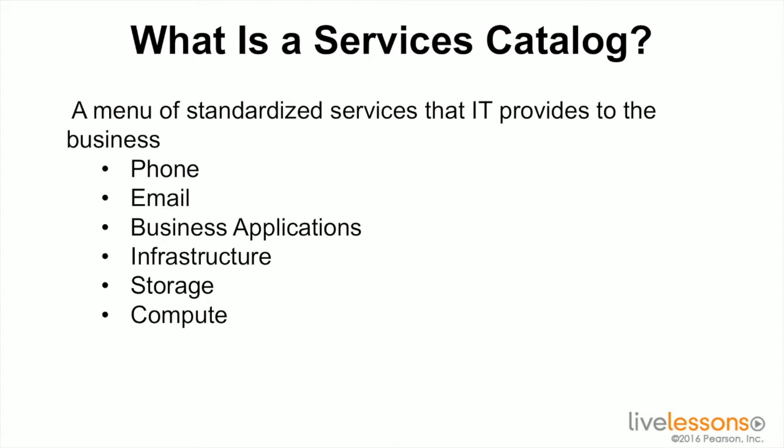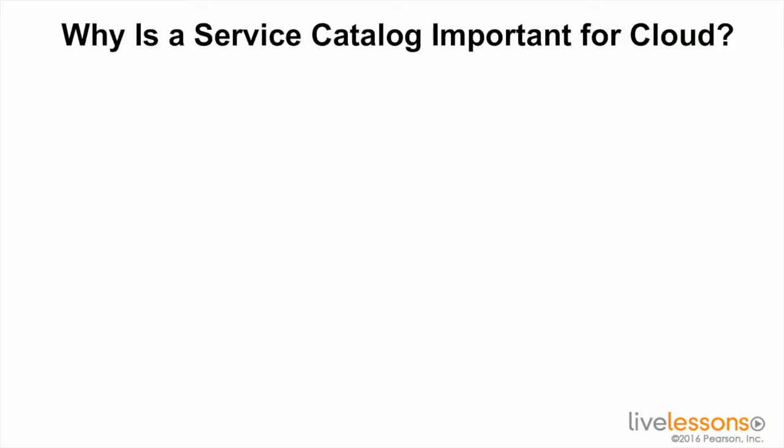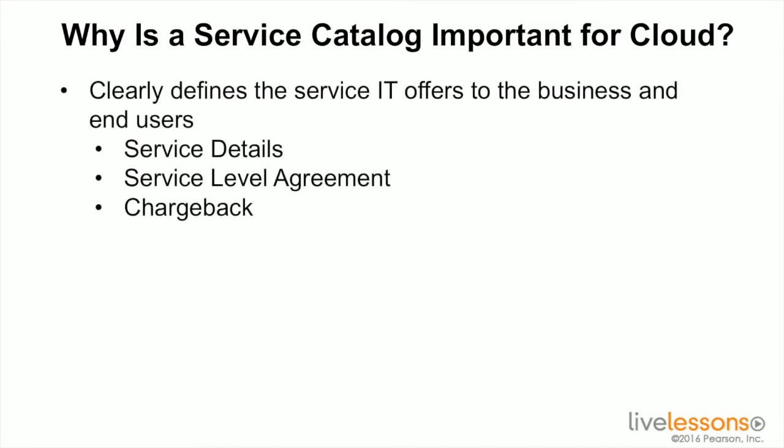So don't think of the service catalog as just something that you have to have internally or that you have to have on premise. This can also be a cloud service. Now, why is Service Catalog so important for a cloud? It really comes down to some very simple aspects. It clearly defines the services that IT offers to the business and end users. That's the first thing. It provides the service details, what it is that's included in the service. What are the requirements? What types of things will you be expecting from that particular service? All of these things are crucial for the line of business to understand what it is they're getting.